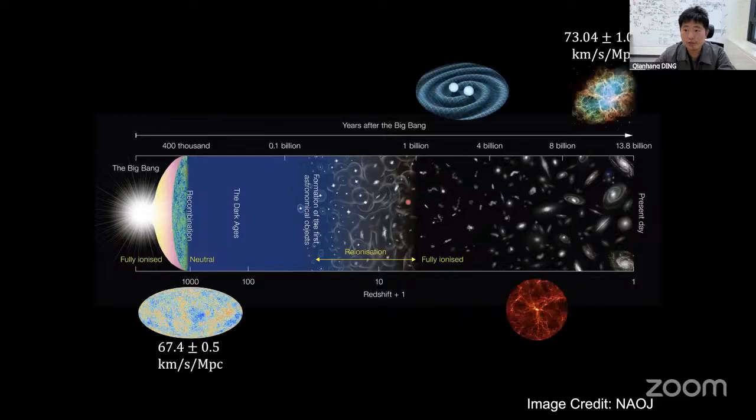Currently, we already have a lot of methods to measure the Hubble parameter. In the early universe, the CMB, cosmic microwave background, gives a value around 67.4 kilometers per second per megaparsec, measured at redshift 1000. In the later universe, methods like type Ia supernovae or Cepheid variables, standard candles, measure it at low redshift and give a value around 73.04 kilometers per second per megaparsec. These two values do not match and have a five sigma inconsistency. This is the well-known Hubble tension.